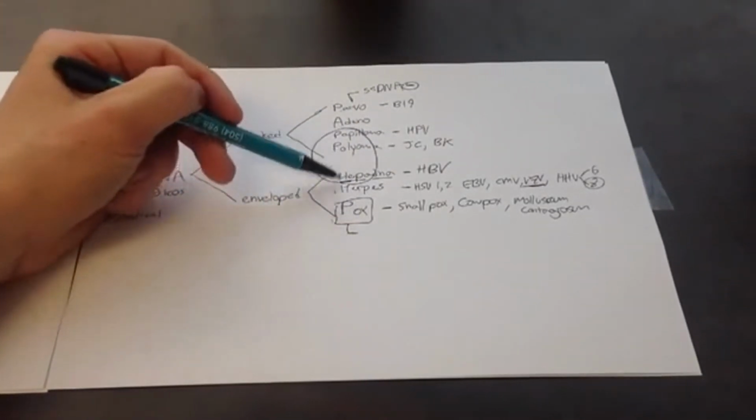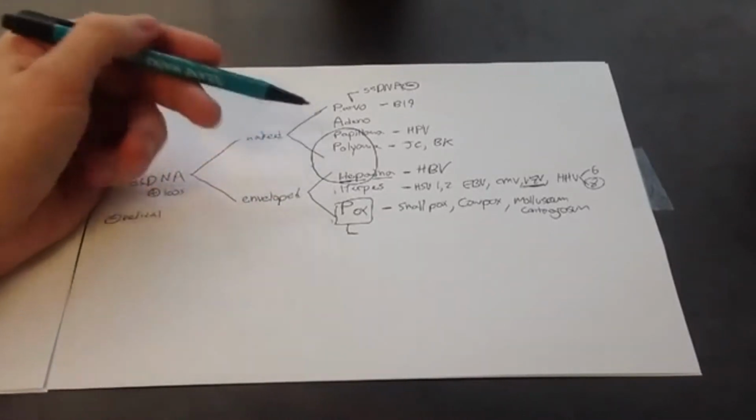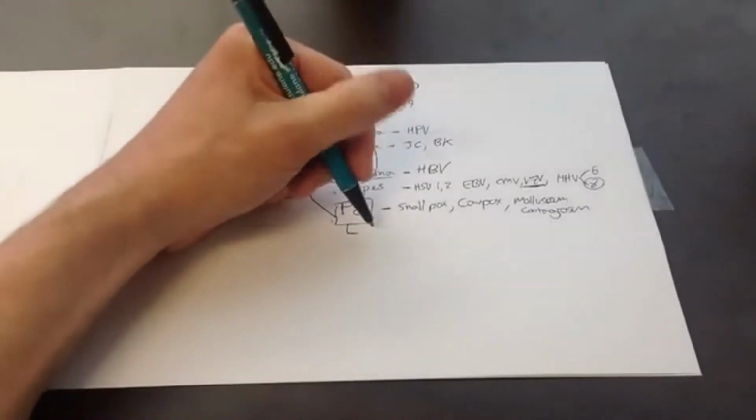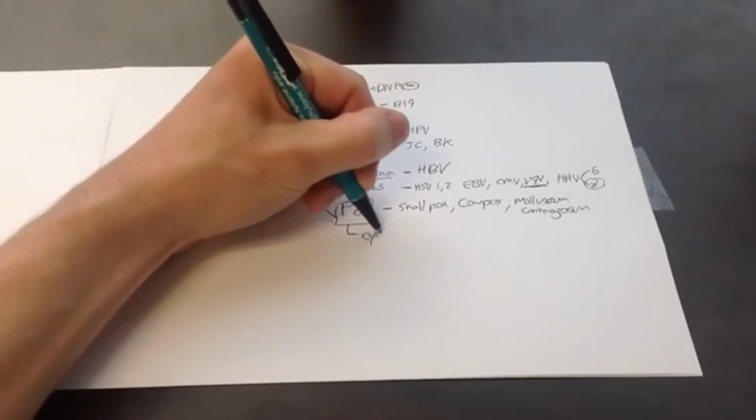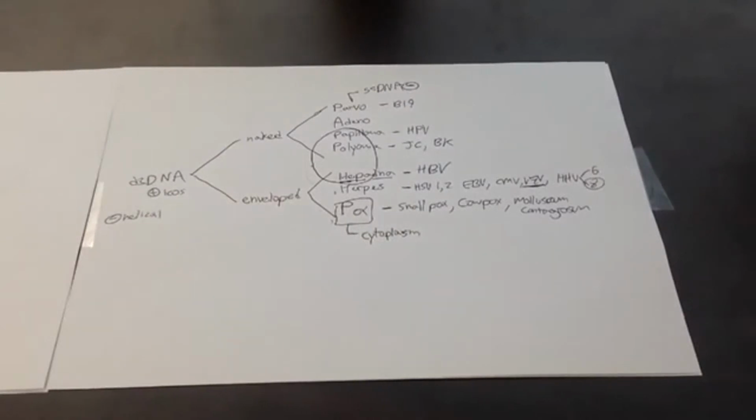So while all these guys replicate in the nucleus, as they are all DNA, so DNA goes to the nucleus, pox virus is so big it can't get there. So it replicates in the cytoplasm. That's it for DNA viruses.